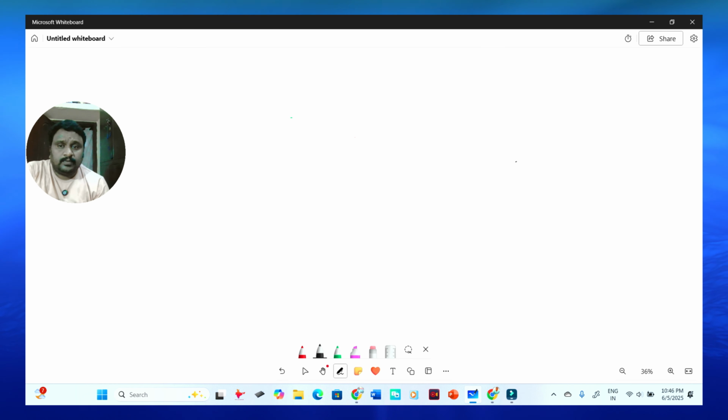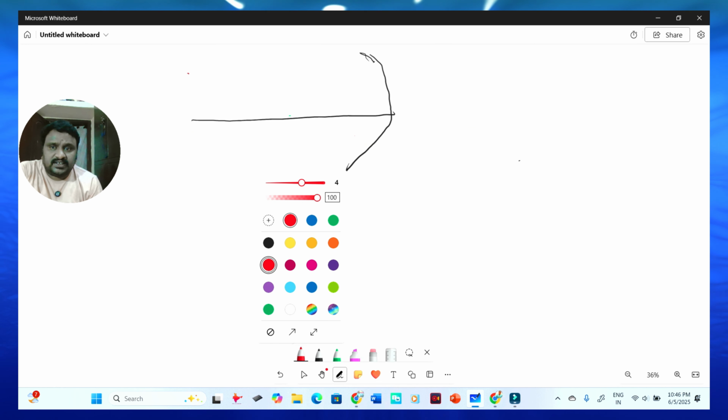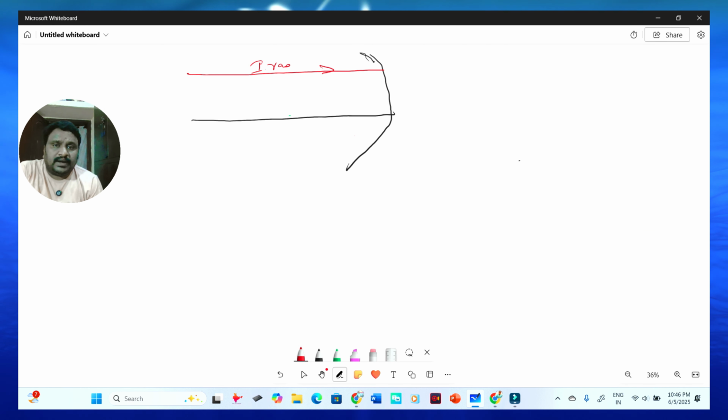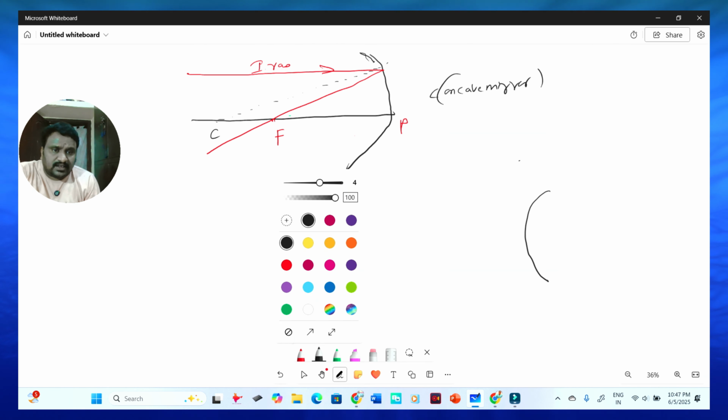First one is the principal axis, and this is the concave mirror. What is a concave mirror? This is the incident ray, parallel to the principal axis. After reflection, it passes through the focus, and this is the pole. If we draw a normal line from that point, it should meet here, that is the center of curvature. So this is for the concave mirror. Clear children?